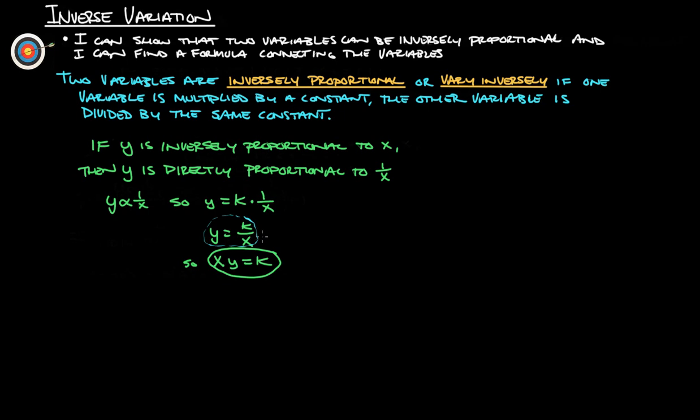But if we multiply both sides by x, it says xy equals k, which is an easier formula to use and to remember. All we're going to do is multiply the two variables together to get our constant. Once we have one of the variables, with the constant we figured out, we can figure out the other variable.